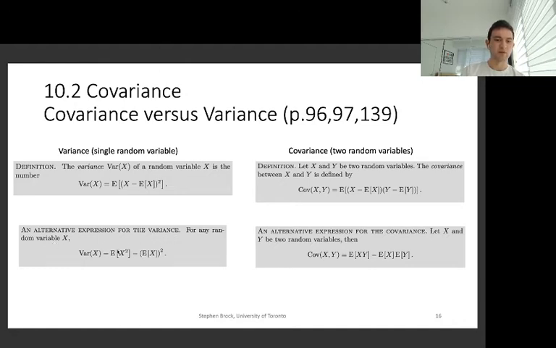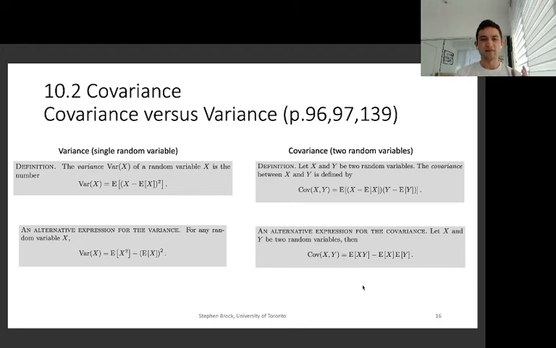For any random variable, we have variance of x equal to expected value of x squared minus expected value of x, squared. And then we have covariance of xy is equal to the expected value of xy minus expected value of x times expected value of y. So here we have x squared, but now instead of two factors of x, we have xy. And instead of expected value of x times expected value of x, we have expected value of x times expected value of y.